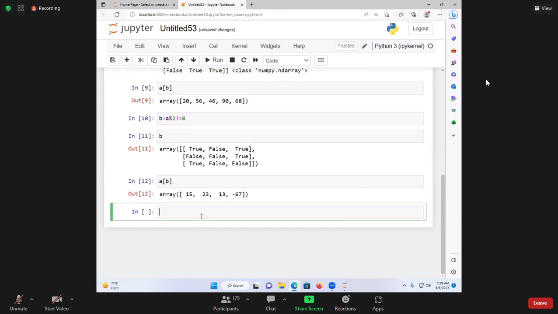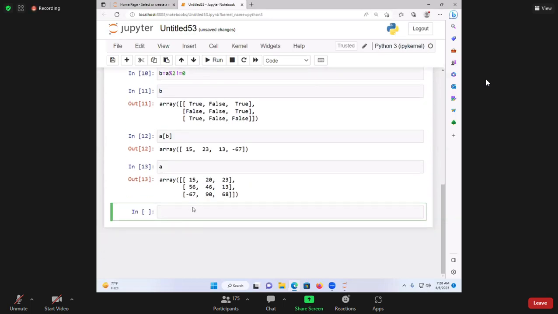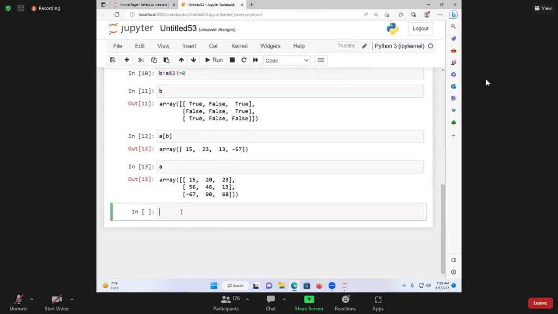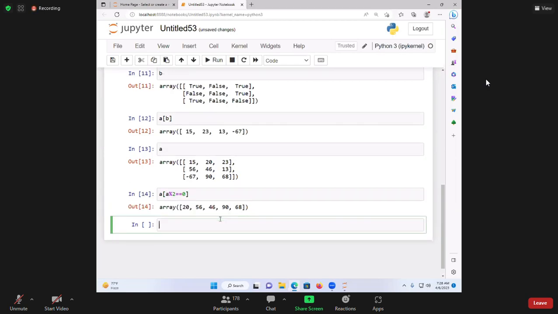Now I want to get it, A, you print it. I want to get all directly. Here you are preparing a Boolean array. Later we are preparing... directly I will write it. A of A percentage 2 is equal to 0. Directly I am writing the data. Directly I am writing the condition.